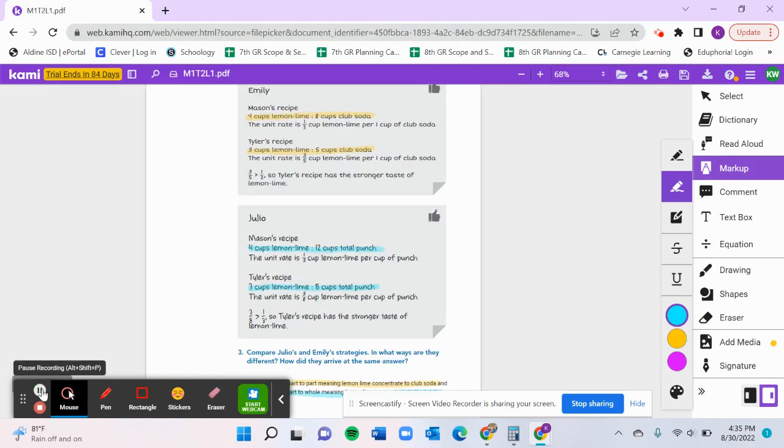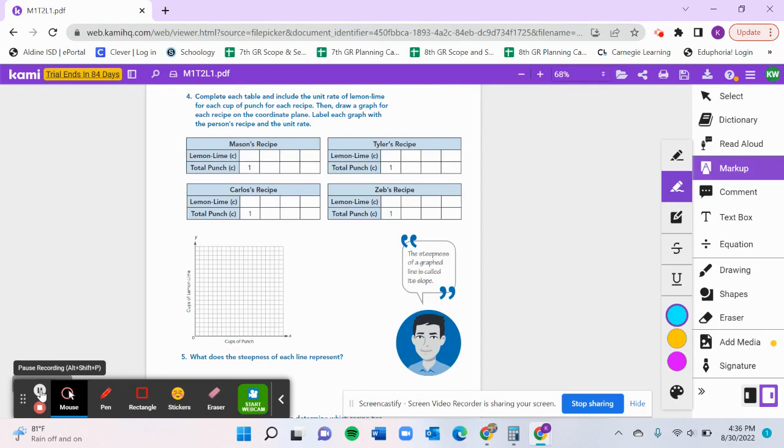As you can see, they both came to the conclusion that Tyler's recipe had the stronger taste of lemon lime. Before moving on, I want you to think, how did Emily know that 3/5 was greater than 1/2? And how did Julio know that 3/8 was greater than 1/3? Think about that before moving on. Pause here.